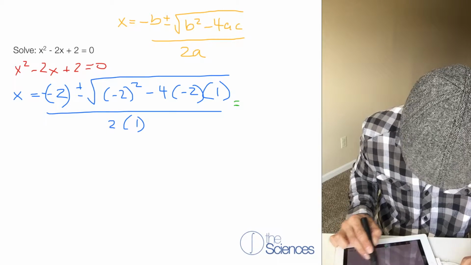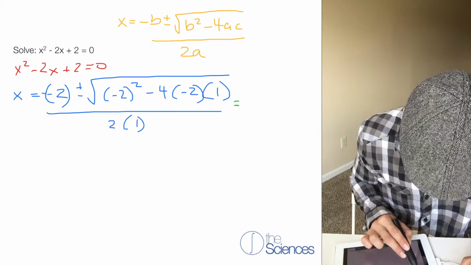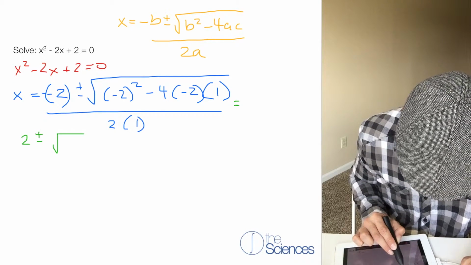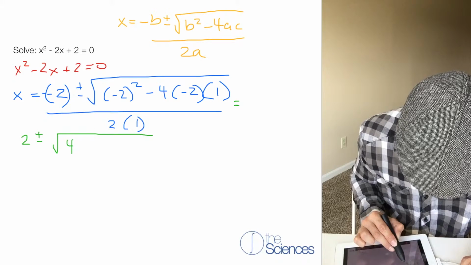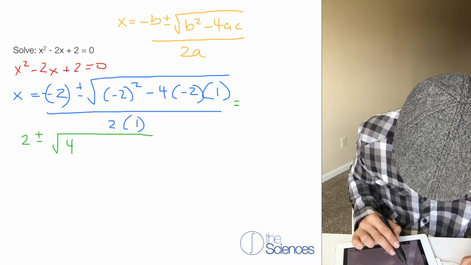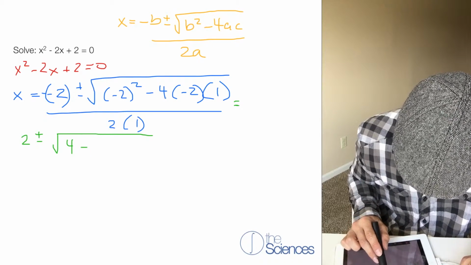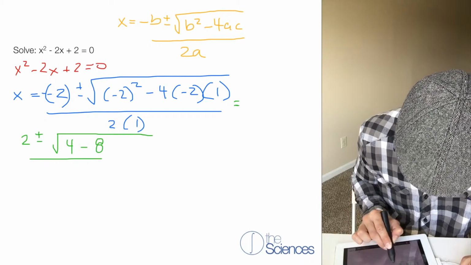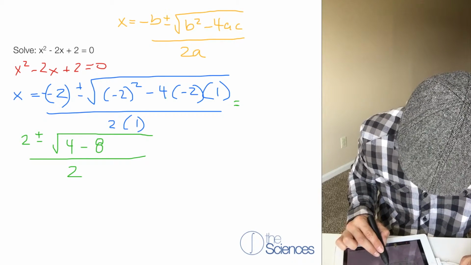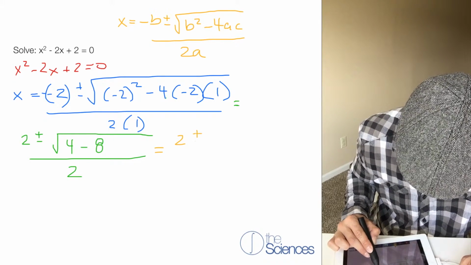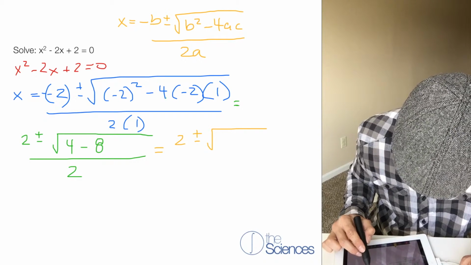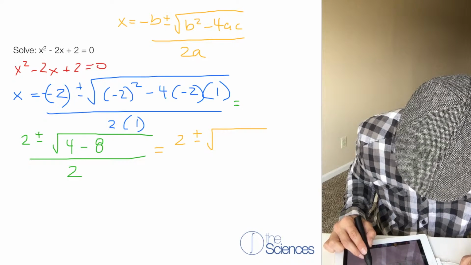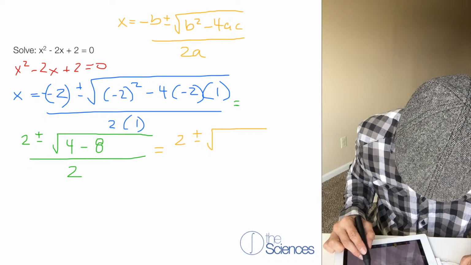So now we can simplify this as 2 plus or minus the square root of 4 minus 4 times 2, which is 8, all over 2. So now we can simplify this as 2 plus or minus the square root of negative 4, all over 2.